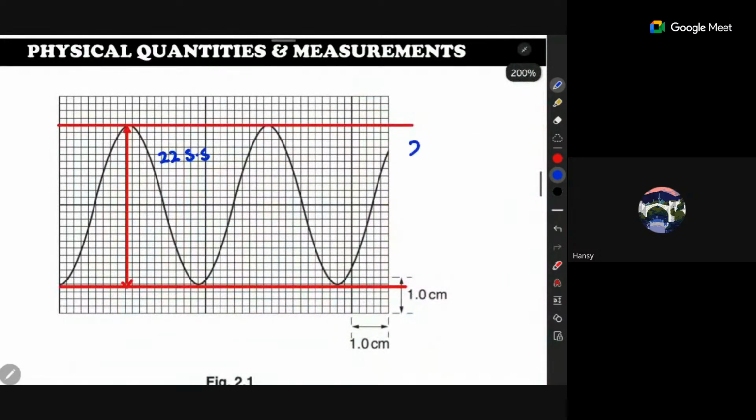It means peak to peak height is 22 small squares, right? So amplitude will be 11 small squares, but it is not. Actually, in this way, peak to peak height or height between two peaks is 22 small squares. This is not centimeters, but 1 centimeter is equal to how many squares? 1 centimeter is equal to 5 squares. Is it?